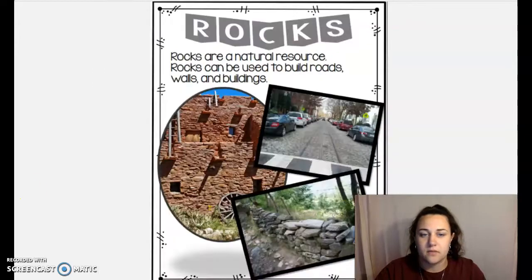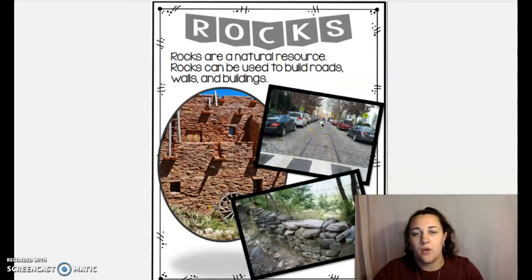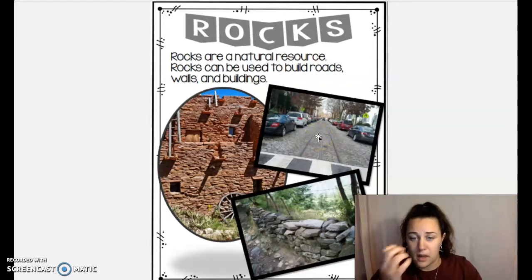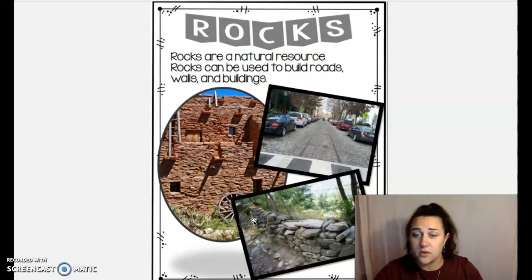All right, we have rocks. Rocks are a natural resource. Rocks can be used to build roads, walls, and buildings. If you look at this building here, it's made out of rocks. Now someone can live in there, or they can use that for something else. We have roads. If you look here, the road is built with rocks. Now the car can easily drive on it and get you from home to school and school to home. And on this one, they made a rock wall. Maybe it helps protect your property, keep your dog in your yard, whatever the case may be. So we do use rocks for many different reasons.